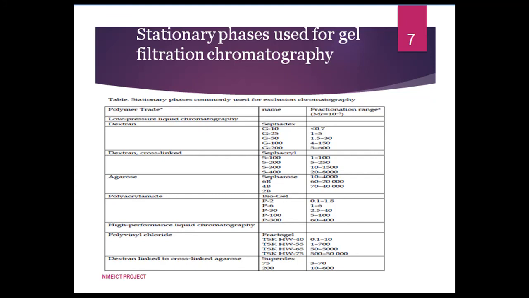In the same way, dextran linked to cross-linked agarose can be used in HPLC. It is known as Superdex, available as Superdex 75 and Superdex 200, which can again be used based upon the choice of your protein which you want to separate.